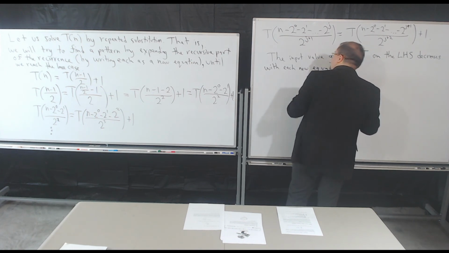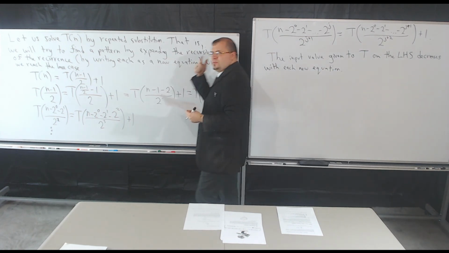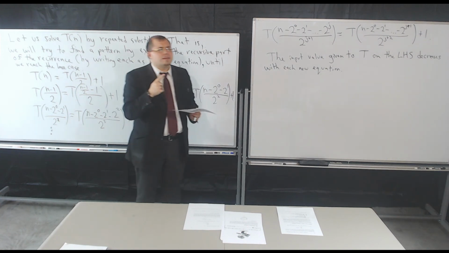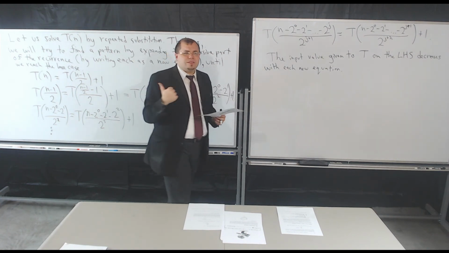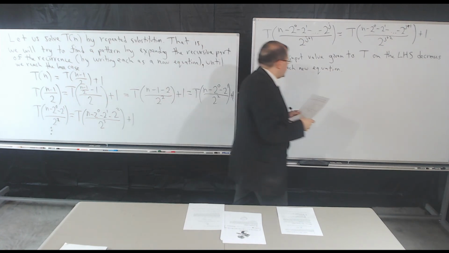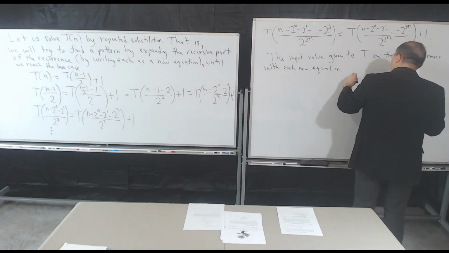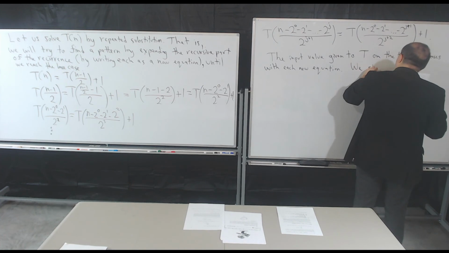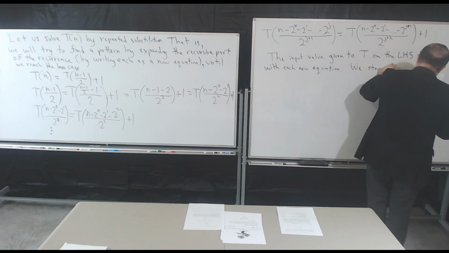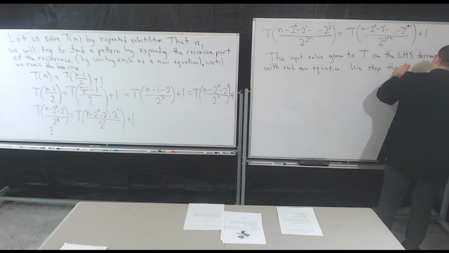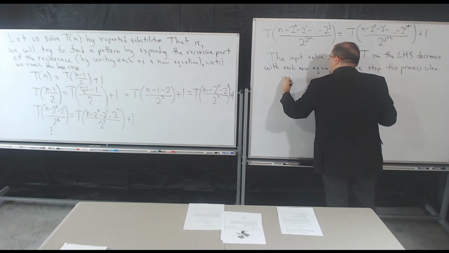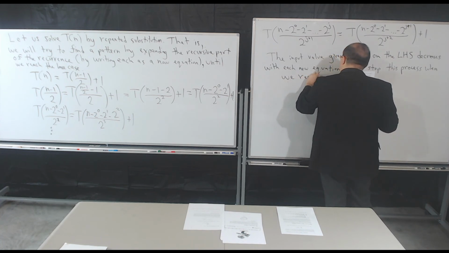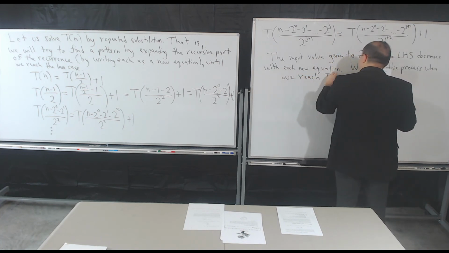Now, when do we stop doing this? I want you to think about this. When do we stop doing this? Remember, I said that ultimately we want to get to the base case. What's the base case? That's t of 0, right? We stop this process when we reach t of 0, right?